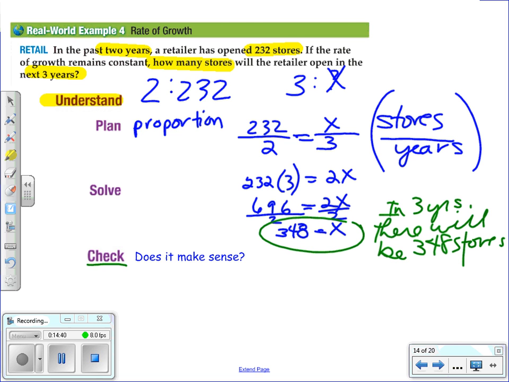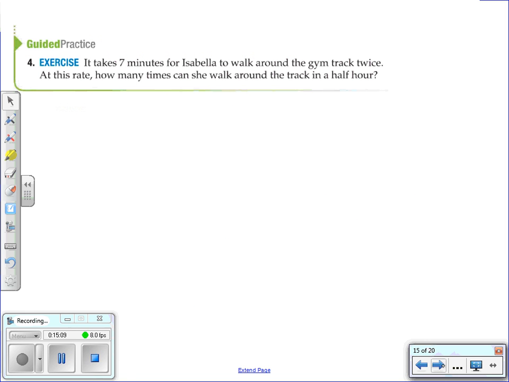Then the last thing you want to do is check. Now you can plug that number back in and make sure it works, but at the very least, when you check your work, ask yourself the question, does that make sense? Does it make sense there would be 348 stores in 3 years? If there were 232 stores, it's a reasonable number. That could make sense. All right, there's your problem. Go for it. See you in a second.